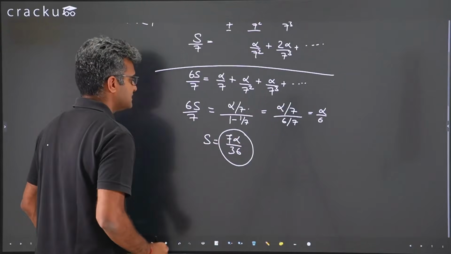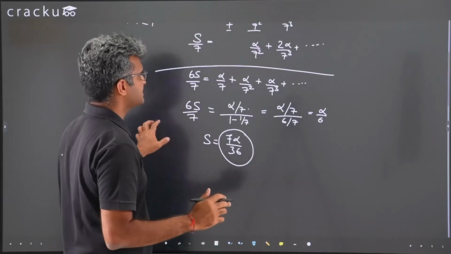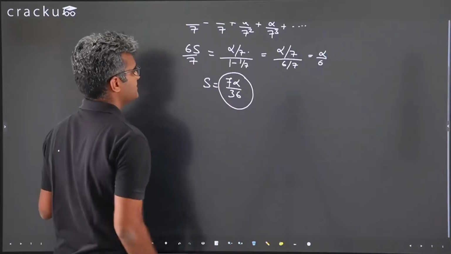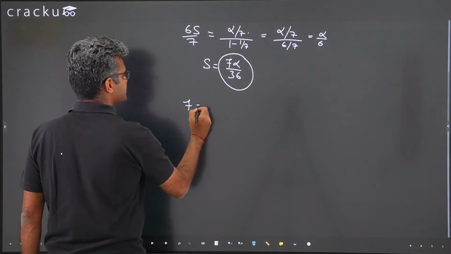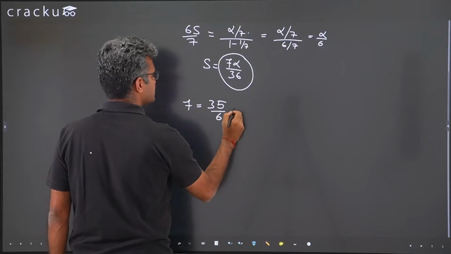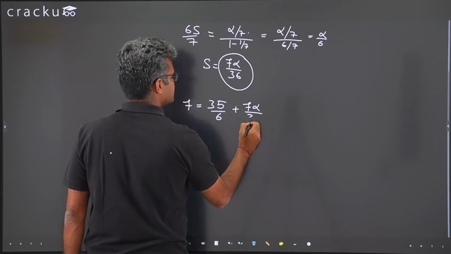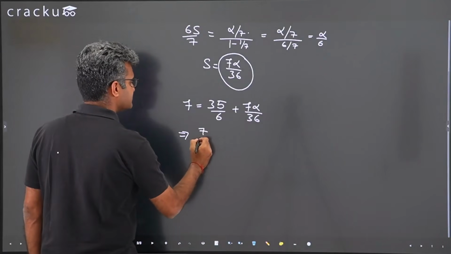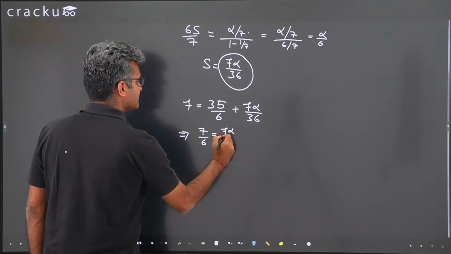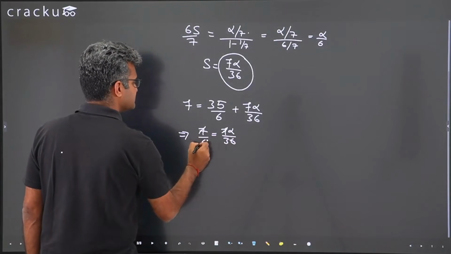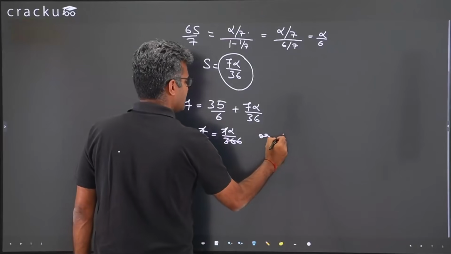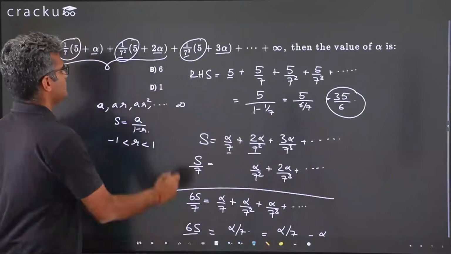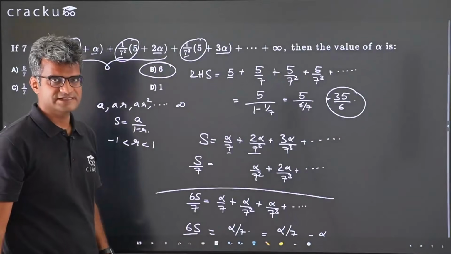This is the sum of the second series. So the right hand side is equal to 35 by 6 plus 7 alpha by 36. So the given equation is 7 is equal to 35 by 6 plus 7 alpha by 36. We can simplify this. 7 minus 35 by 6 is 7 by 6, which is equal to 7 alpha by 36. This and this get cancelled. This will be equal to 6, or alpha is equal to 6. So the answer for this particular question is option B, which is alpha is equal to 6.